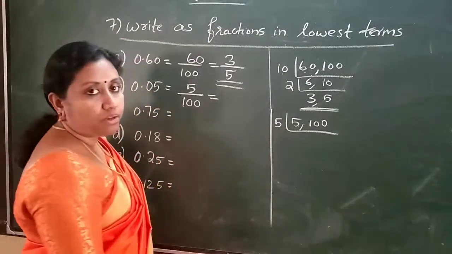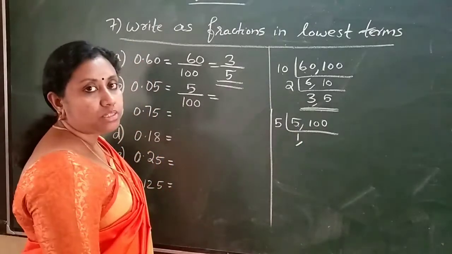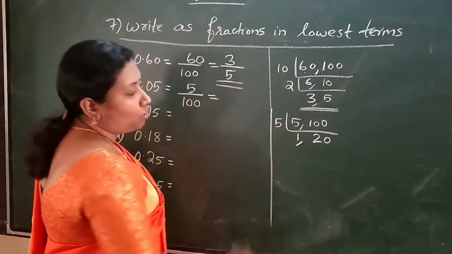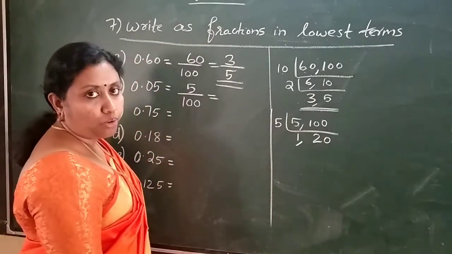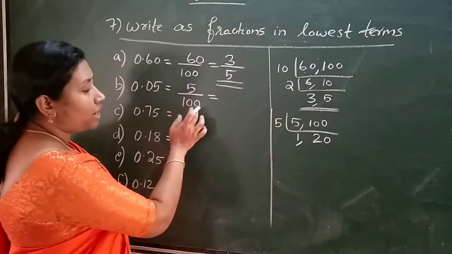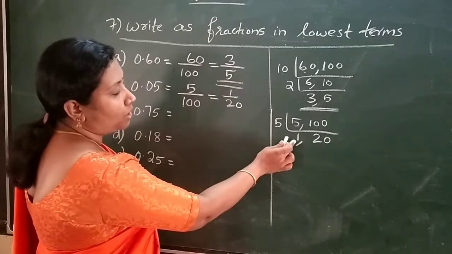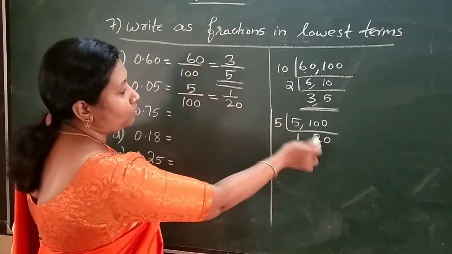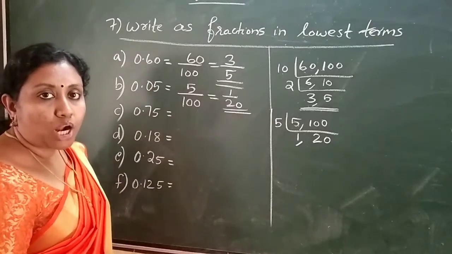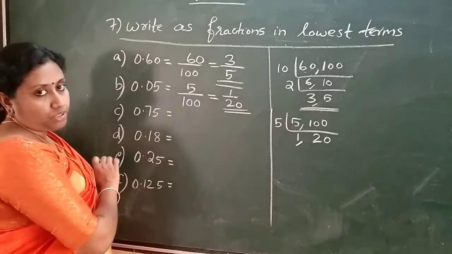5 divided by 5 is 1. 100 divided by 5 is 20. Any other common factor here? No common factor, so you stop there. What is the simplest form of this fraction? 1 by 20. That means this 5 becomes 1 and this 100 becomes 20. So the simplest form of this fraction is 1 by 20.